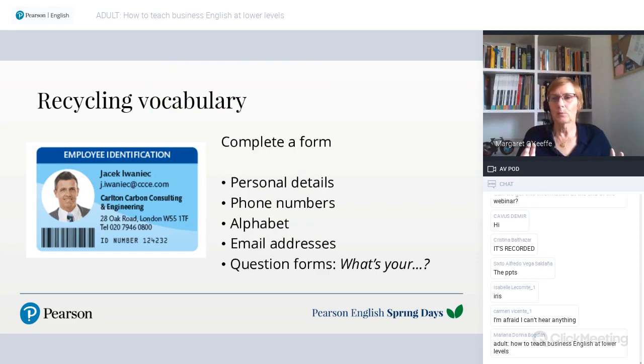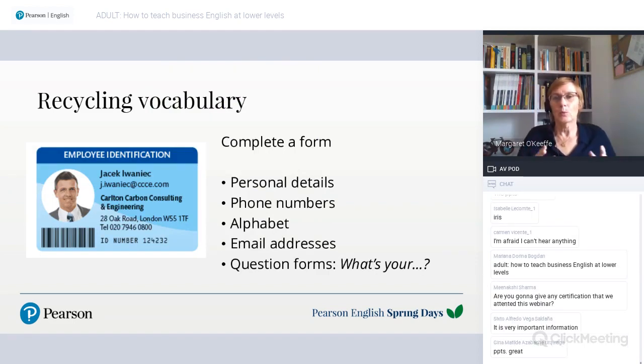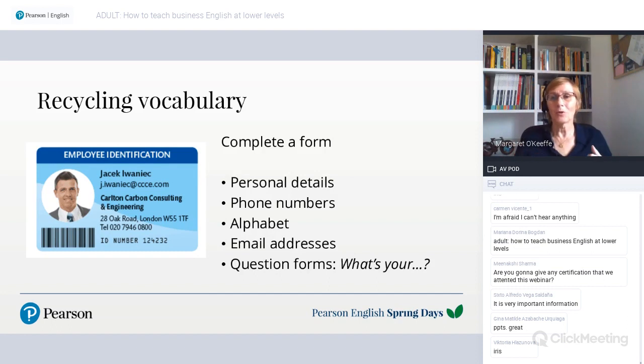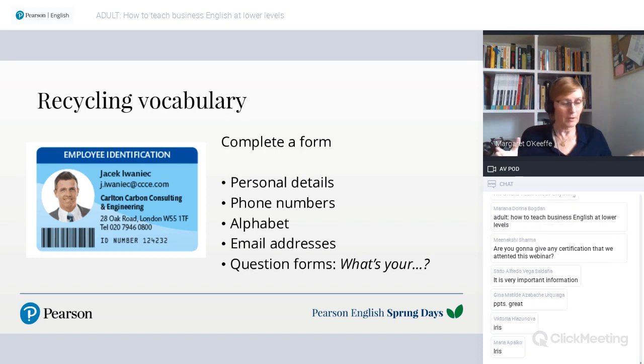So if we look at this one lesson we've just looked at, they were just completing a form with personal details. They've got vocabulary associated with personal details. They've got to revise phone numbers. They've got to revise the alphabet. They've done emails, and they've done a little 6 questions to help them with the question answers for getting personal details. And all of that vocabulary can be revised in lots of useful ways.